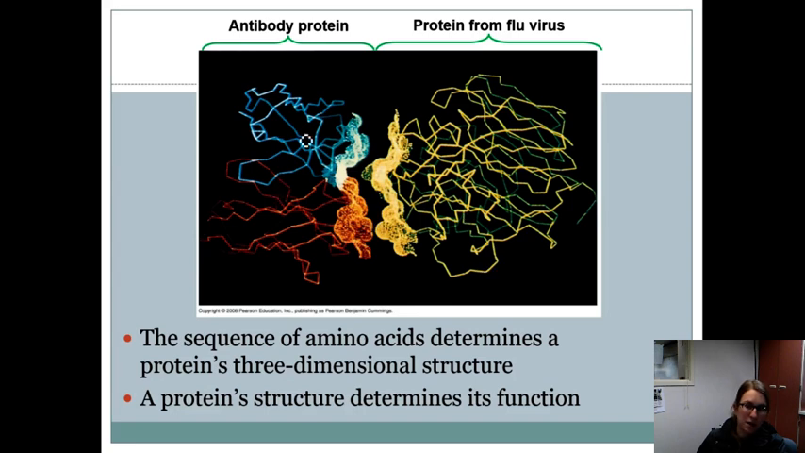We've got on the left an antibody protein made by your immune system, and this helps to attach to pathogens, disease organisms. And then on the right we've got a protein from a flu virus, and we can see that the shape of the antibody matches up pretty well to let it attach to the flu virus protein. So the shape of the protein is determined by which amino acids are there in which order, and your DNA is what determines that. So DNA tells you which amino acids to stick on to make the protein, and the protein shape determines its function.